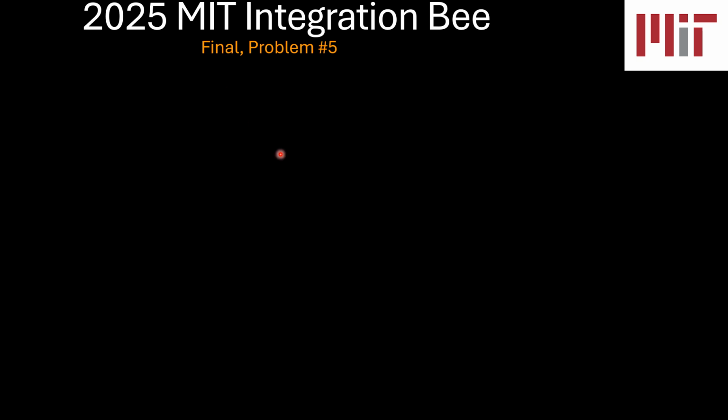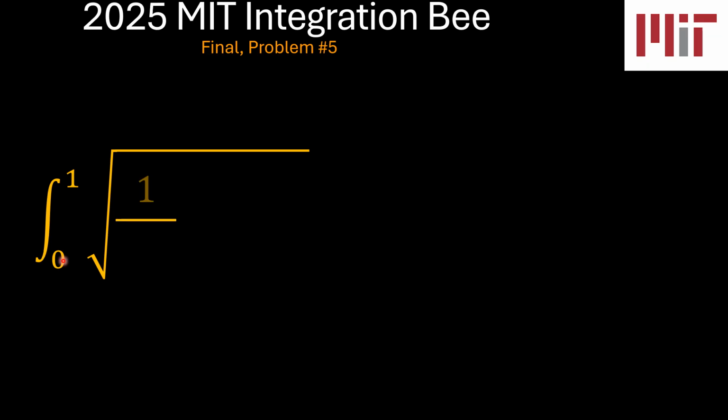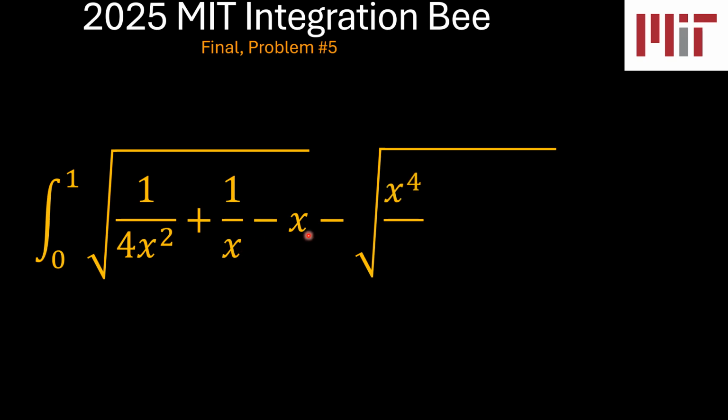So today we go to the last problem, problem number 5 of the 2025 MIT Integration Bee final. And that is the definite integral from x equals 0 to x equals 1 of the square root of 1 over 4x squared plus 1 over x, minus the square root of x to the power 4 over 4 minus x plus 1, minus 1 over 2x. So it looks a little bit intimidating, but let's see how we may be able to solve it.